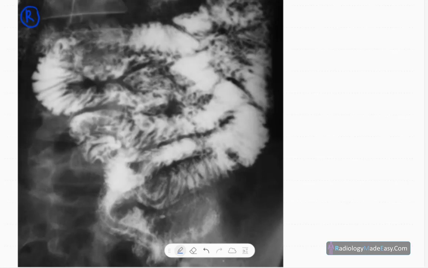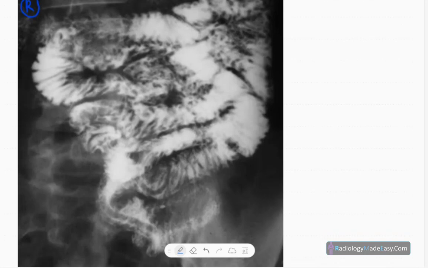So at a glance you can see some abnormalities, but when you look closely, you can see a linear tubular filling defect in the distal jejunum. Here you can see the tubular filling defect, and it has a very smooth outline. There are a few similar-looking tubular filling defects in the mid part of the jejunum also. So you can see similar appearances.